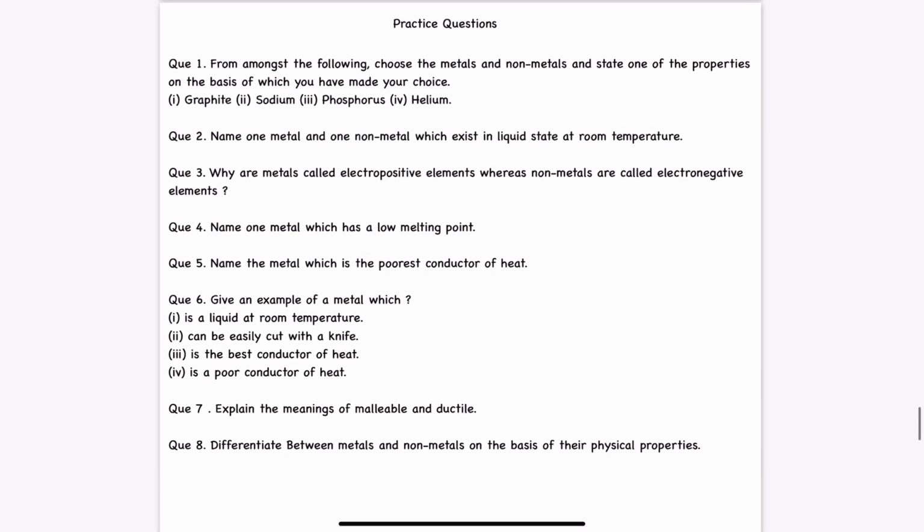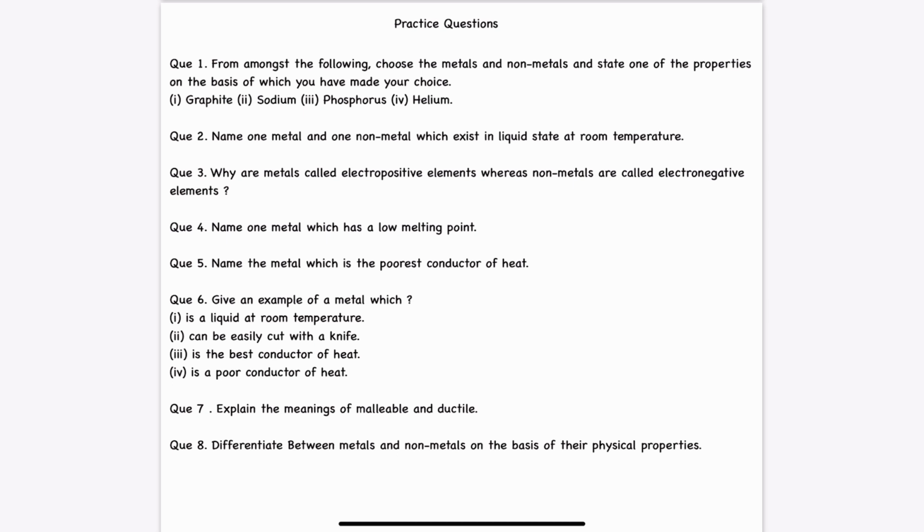So these are the questions. First, try them. We'll discuss the answers. I will upload the videos regarding their answers also. First, you have to give it a try and answer them. If you have any doubt, you can ask me in the comment section.